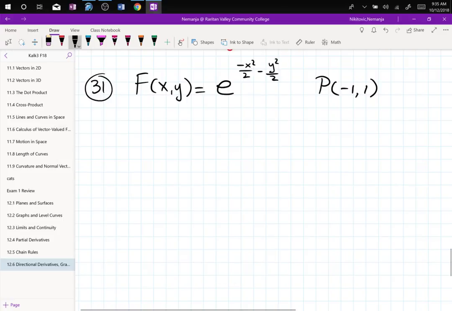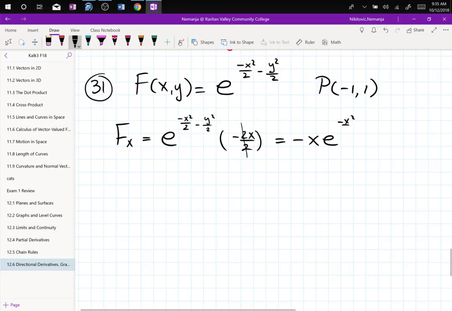So we calculate fx, the partial derivative with respect to x. For e, we just get to copy everything as is, and then times the derivative of the exponent, which would be negative 2x over 2, and then these 2's would cancel. So the actual derivative is negative x e to the negative x squared over 2 minus y squared over 2. Immediately, because of the symmetry, we can write negative y e to the negative x squared over 2 minus y squared over 2. This skill is important because noticing the symmetry cuts down calculation.